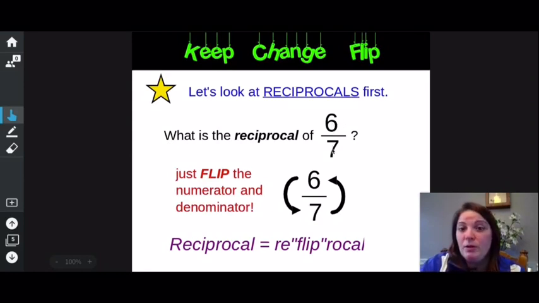Well, the reciprocal is when you flip the numerator and denominator. So I'm going to take my numerator and my denominator and switch their positions. So the reciprocal of 6/7 is 7/6. Okay, we took that fraction and we flipped it upside down. A way to remember this is reciprocal means refliprical. I think it's funny. Reciprocal, refliprical. So the reciprocal of 6/7 is 7/6.